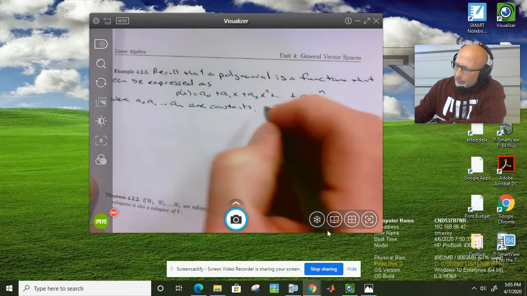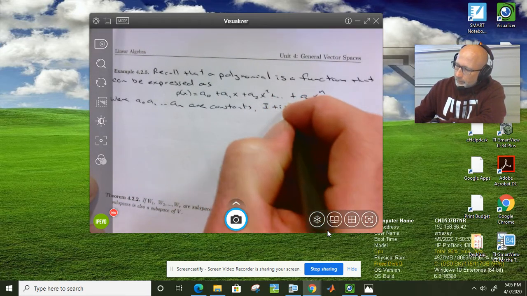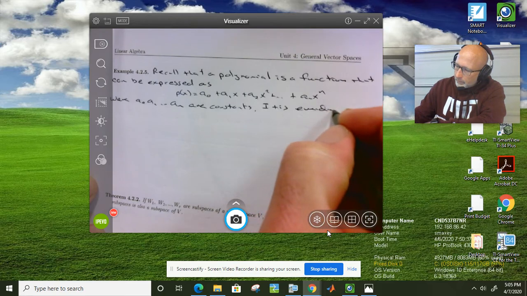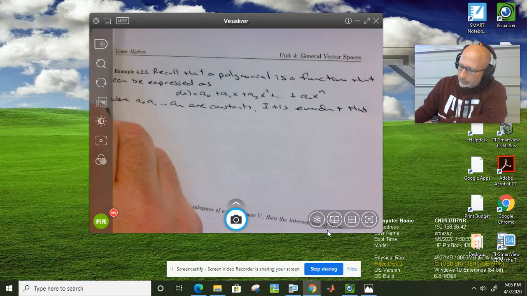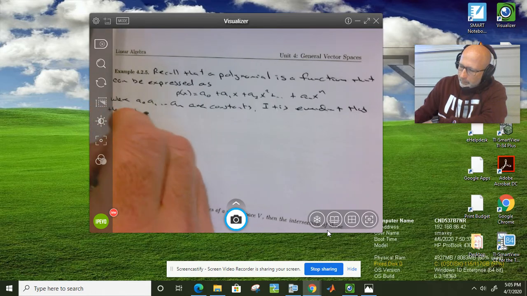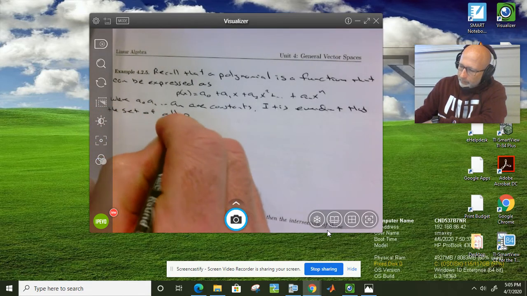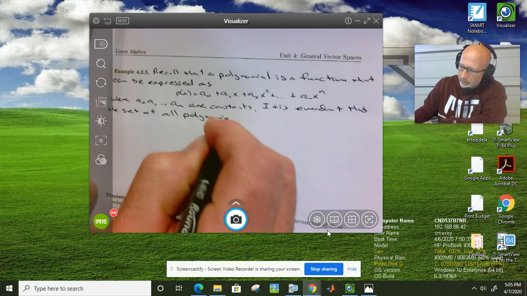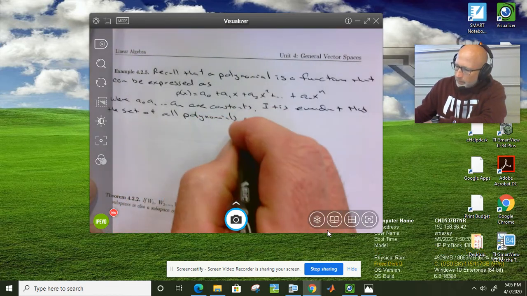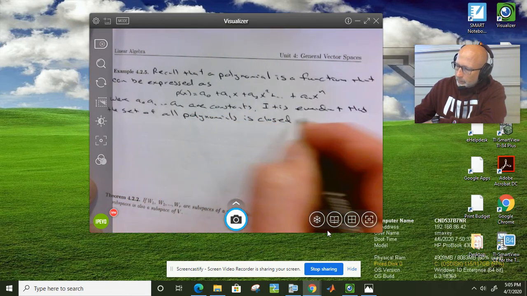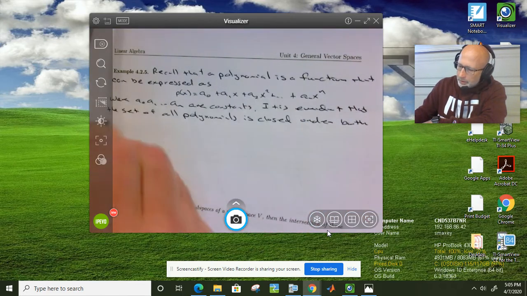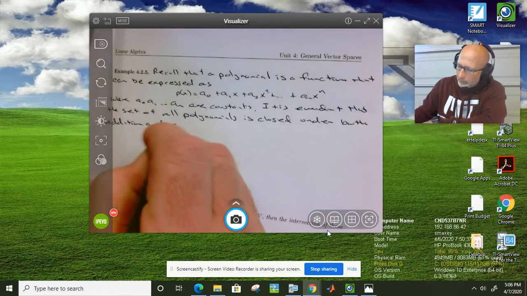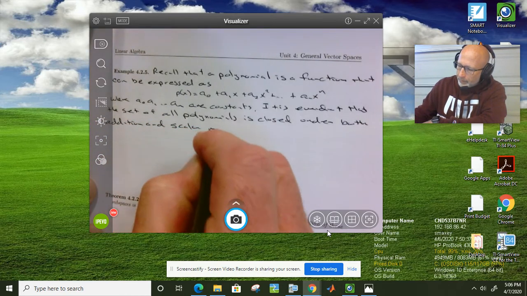So it is evident that the set of all polynomials is closed under both addition and scalar multiplication.